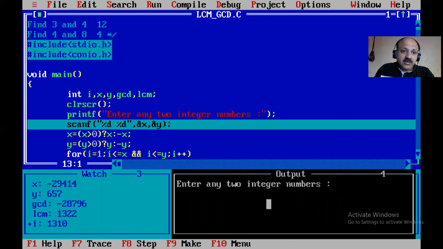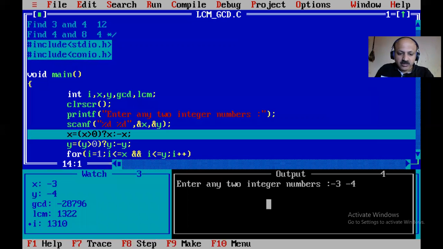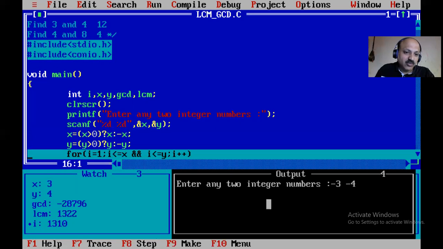If the user scans negative numbers, so -3 and -4, how does that convert? That is the ternary conditional operator. The conditional operator known in C is a ternary operator. So let us check. I press F7. So yes, look in the watch window: -3 becomes positive, and that positive x is assigned to the same x and y. Yes, both are positive.